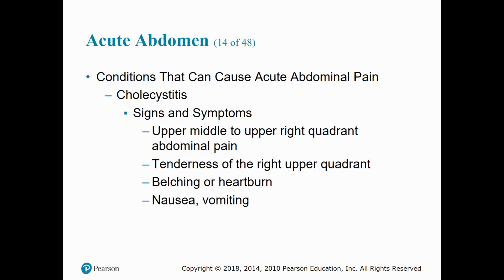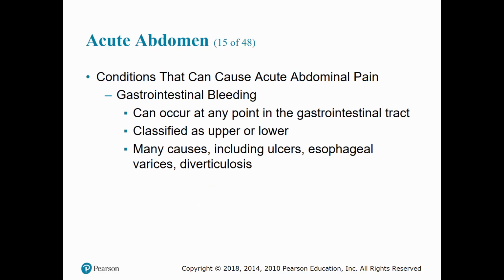In gastrointestinal bleeding, this is what you're going to see commonly referred to in the field as a GI bleed. It can occur at any point in the GI tract, so it's classified as upper or lower usually. It has a lot of causes, a lot of contributing factors, including ulcers, esophageal varices, diverticulosis. It most commonly affects people between the ages of 40 and 80, but children and younger adults can experience it too.